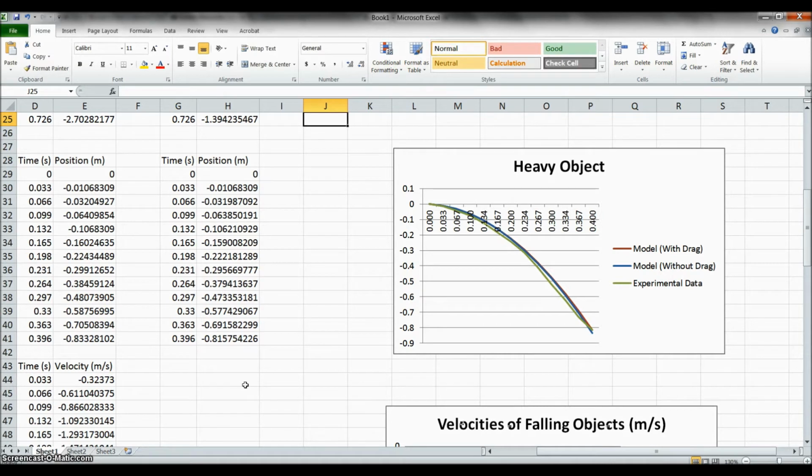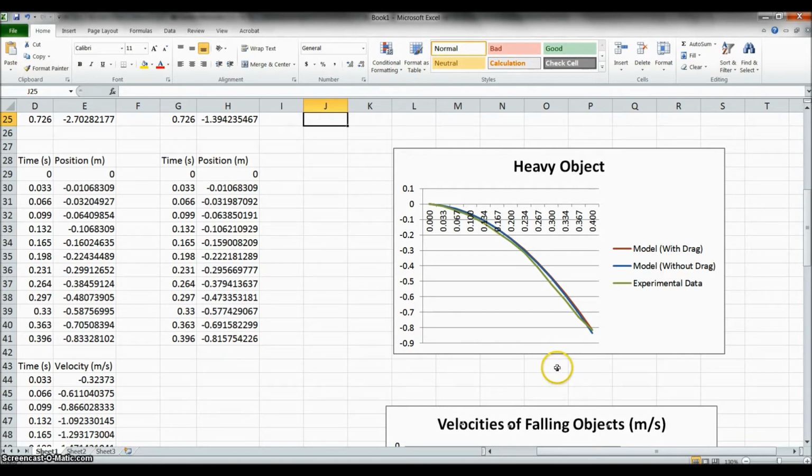And B, there's some human error. This experimental data comes from Tracker, and I may not have been super precise in my clicking, which may be what causes the curve to be a little squiggly, but it still follows the general trend of a falling object. As you can see, the model with drag is a little bit more precise. It ends at the correct position compared to the model without drag.